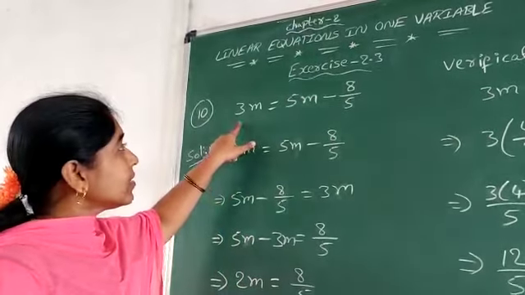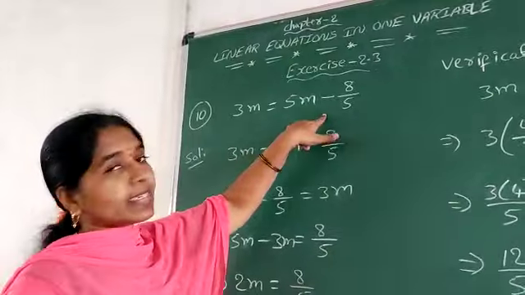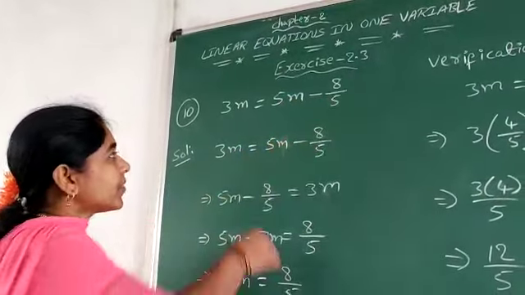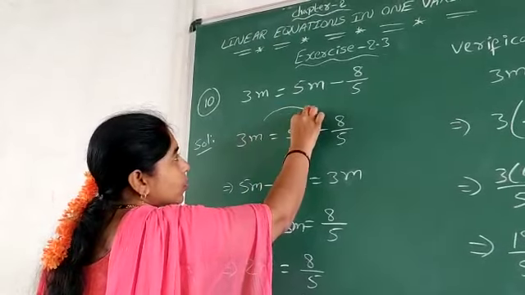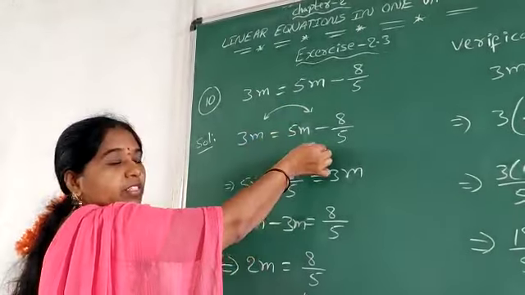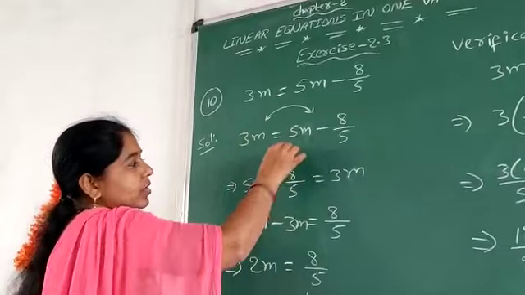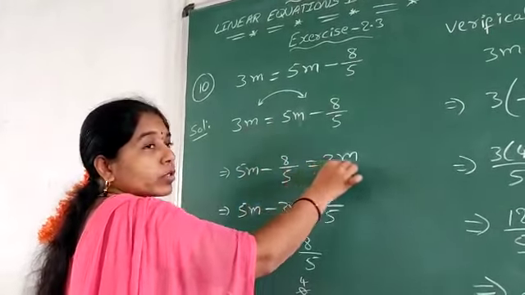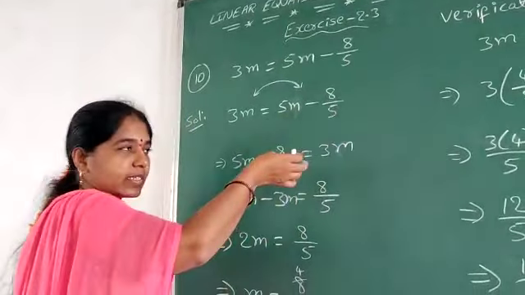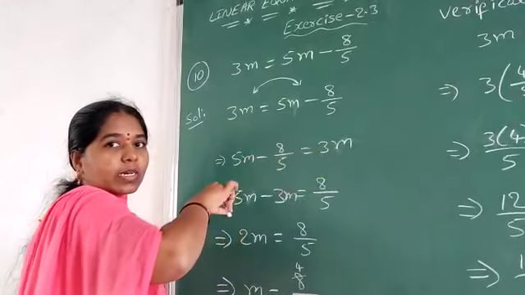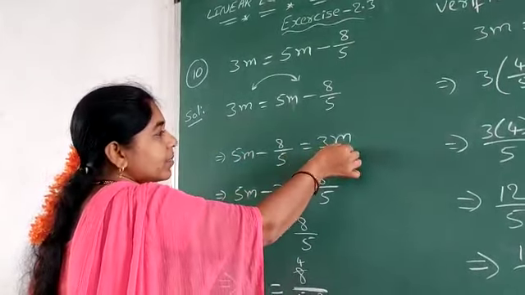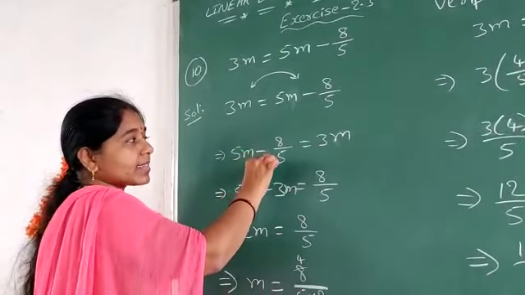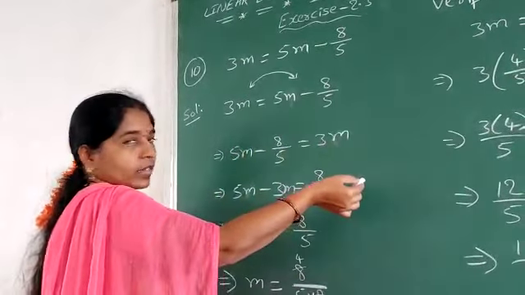Next question, 3m is equal to 5m minus 8 divided by 5. After rewriting the question, I am going to change these two sides. LHS is equal to RHS, children, I have written it in reverse. Okay, 5m minus 8 by 5 is equal to 3m. Completely I have done reverse, just to make you people understand, variable on one side. Okay. Now I am going to transpose this 3m to the left hand side and minus 8 by 5 to the right hand side. Okay.